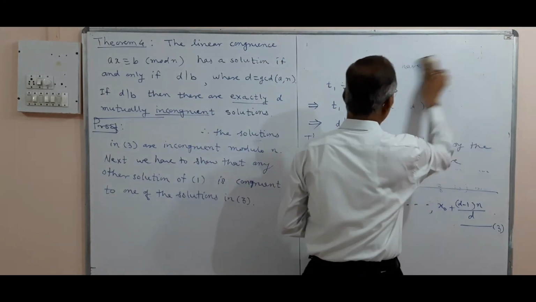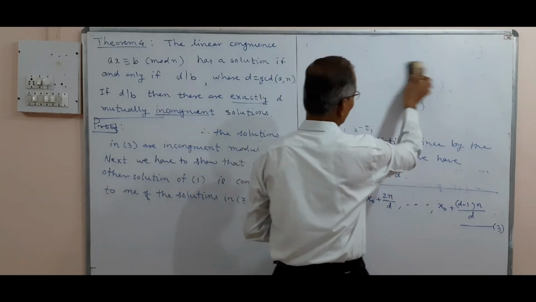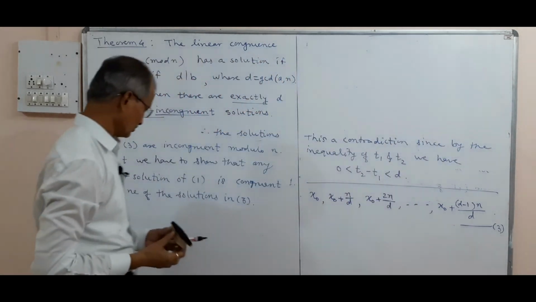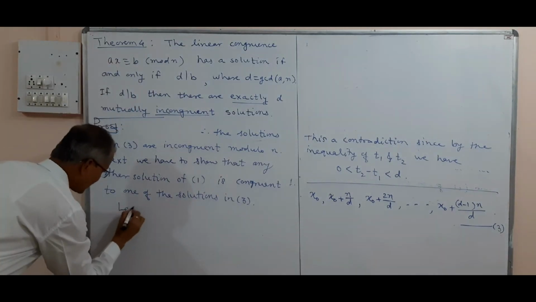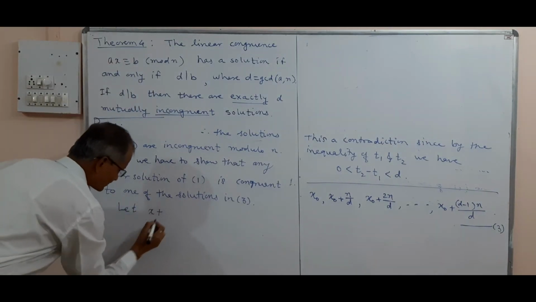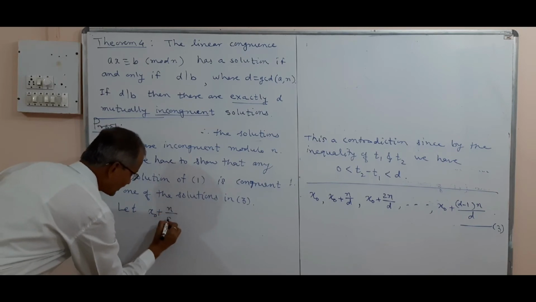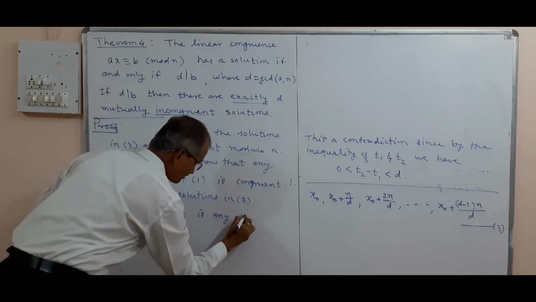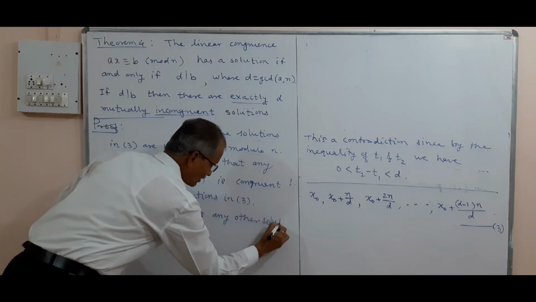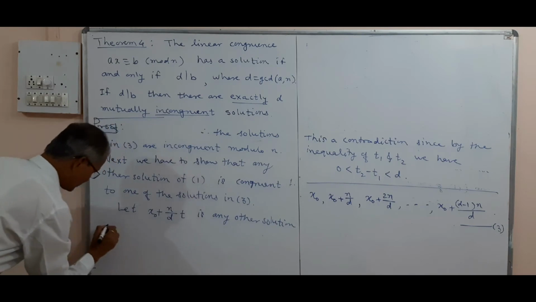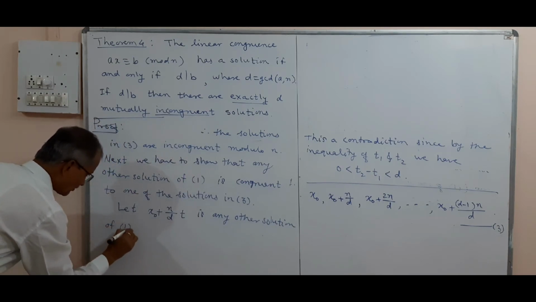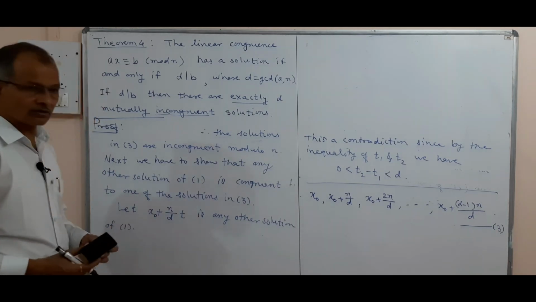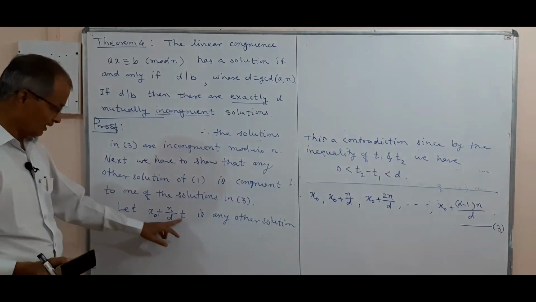Let x naught plus n by d times t be any other solution. Let x naught plus n by d into t be any other solution of the congruence 1. And now we apply the division algorithm for this number d and t.